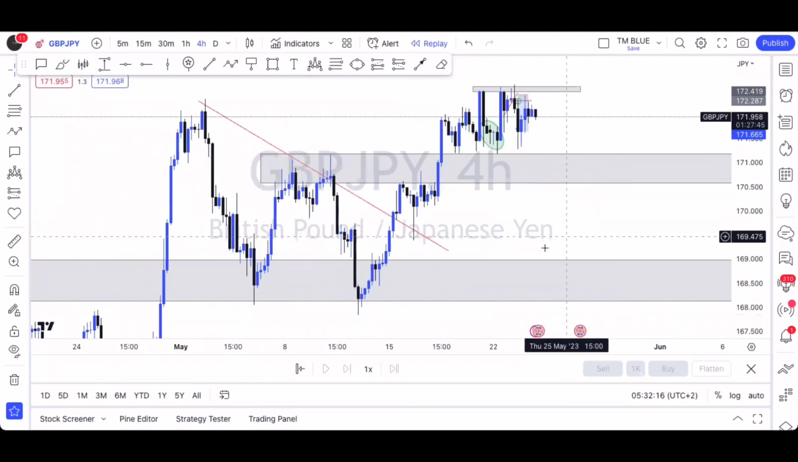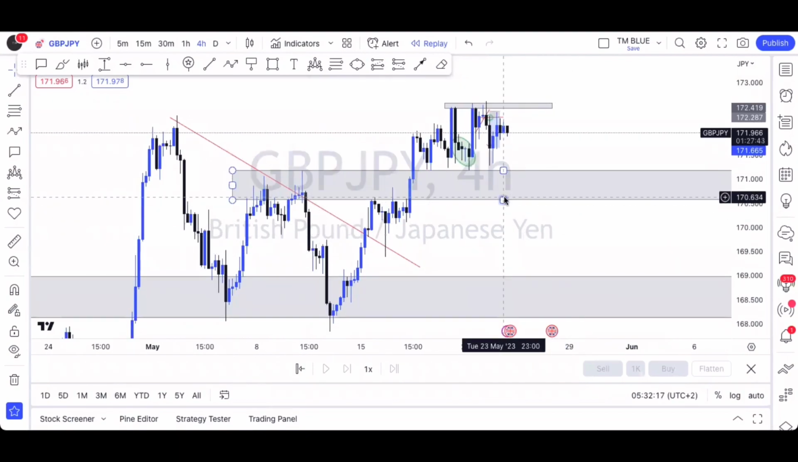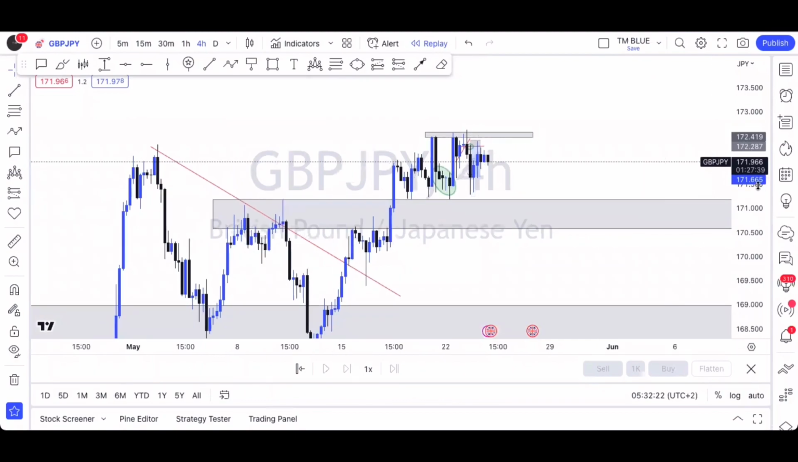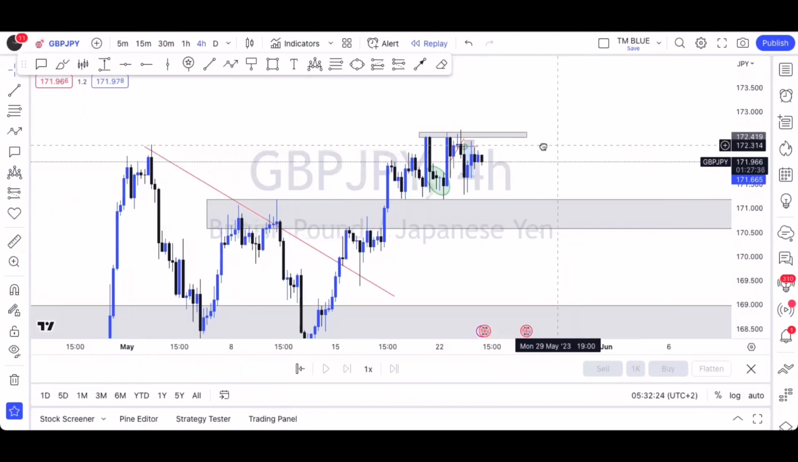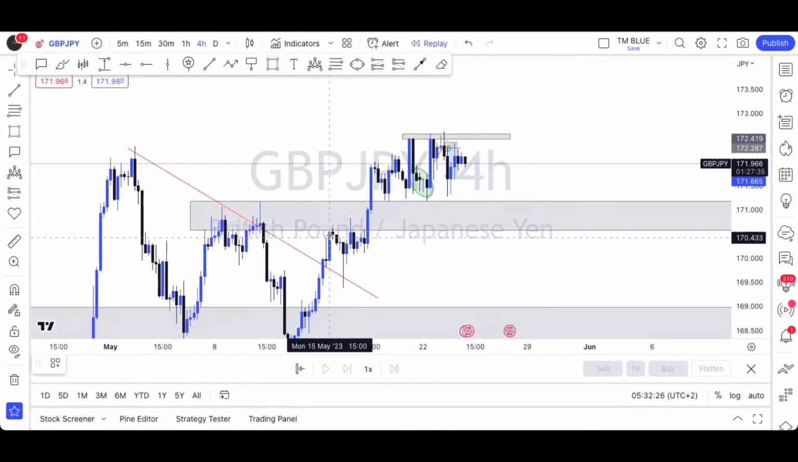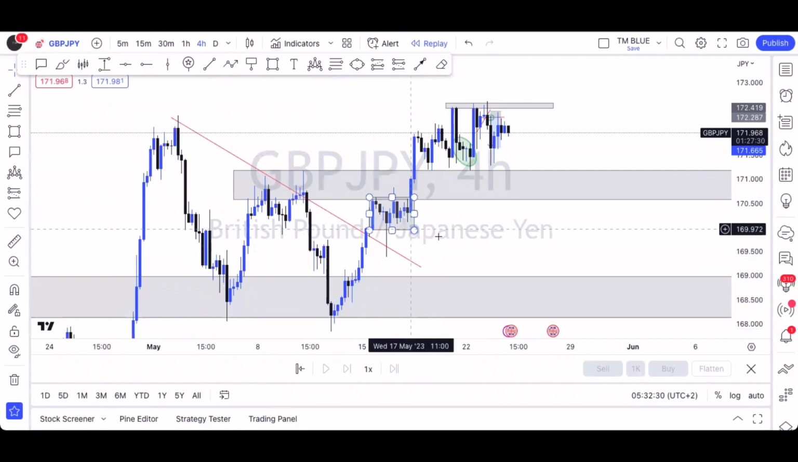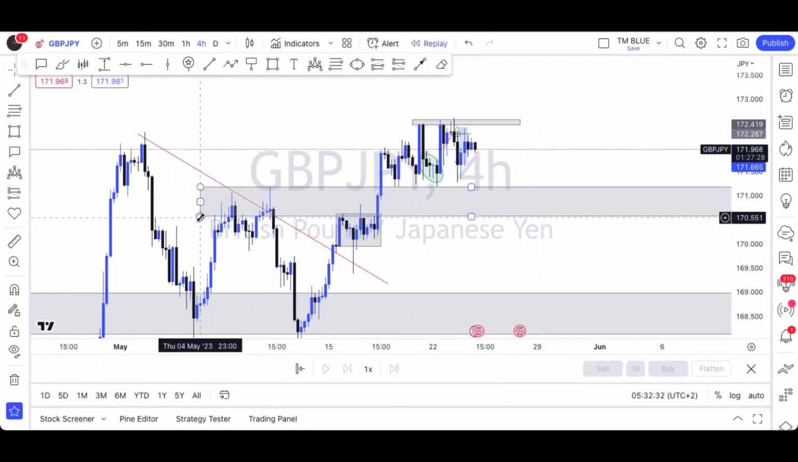So let's take a look at GBPJPY and what it is saying about today. We've done this analysis multiple times. We analyzed this area over here, we saw a break of structure, and we analyzed how the market came above.